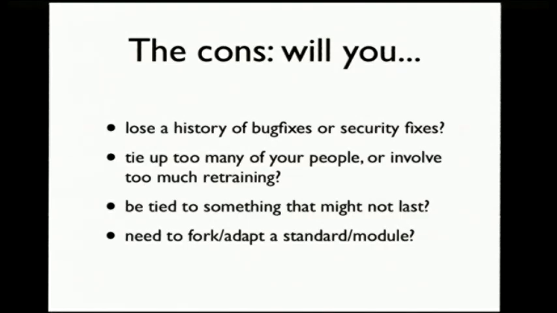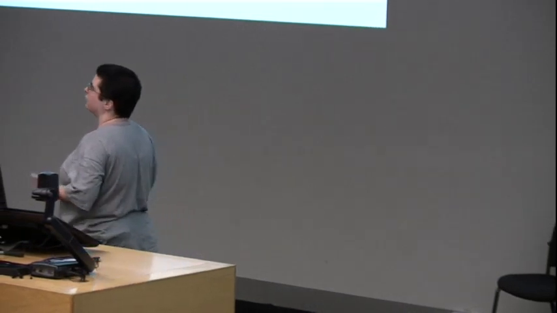Is it going to require you to fork or adapt a standard or a module or something? If you want to implement something, use a particular module that is available, but it doesn't do exactly what you need it to do, and you're tempted to fork it and use your own version because you know that the upstream maintainer is never going to put in that one feature that you need it for. Then you're stuck maintaining a local copy of this, and you have to keep them from diverging, and it's a pain in the neck. So if you're tempted to do that, that's usually a warning sign that you might want to reconsider rewriting to use that particular thing. And finally, is it not going to benefit your users or your team?